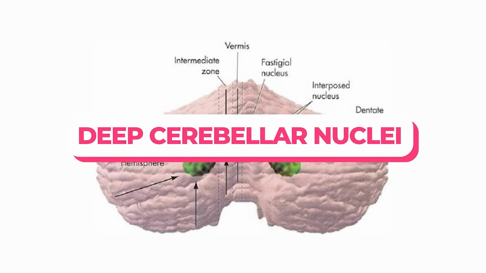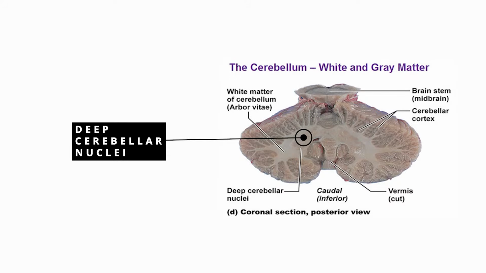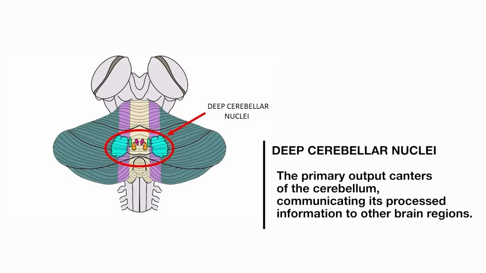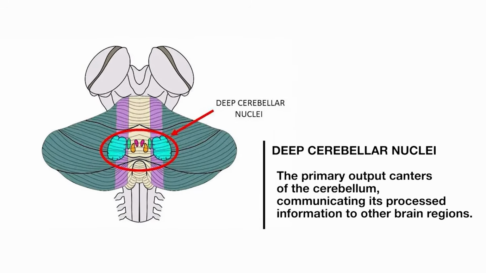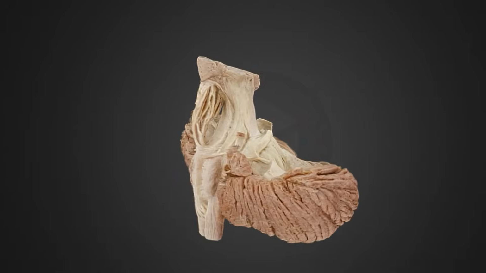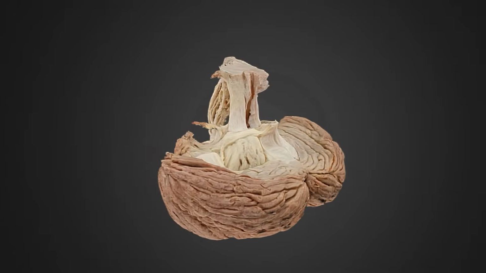Deep cerebellar nuclei. Embedded within the cerebellum are clusters of gray matter known as the deep cerebellar nuclei. These serve as the primary output centers of the cerebellum, communicating its processed information to other brain regions. Peduncles. The cerebellum communicates with other parts of the brain via three paired structures known as peduncles.